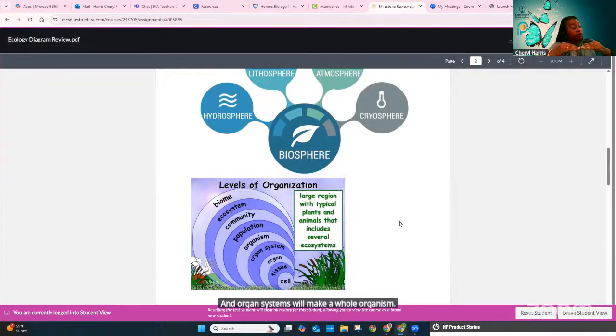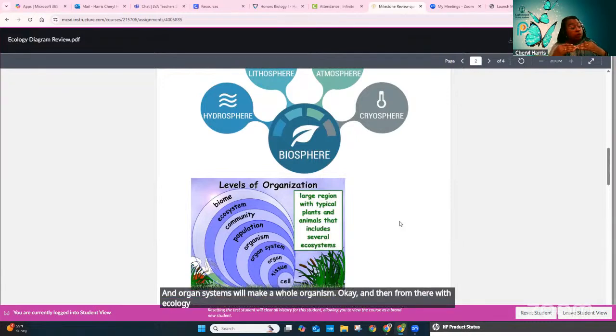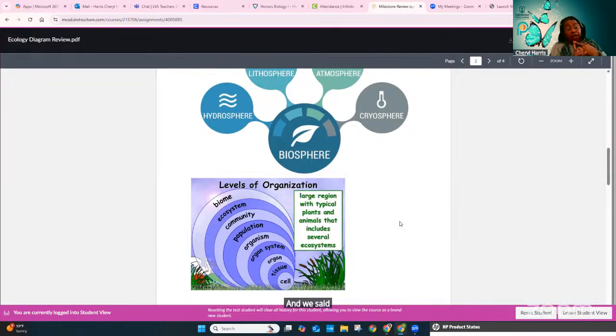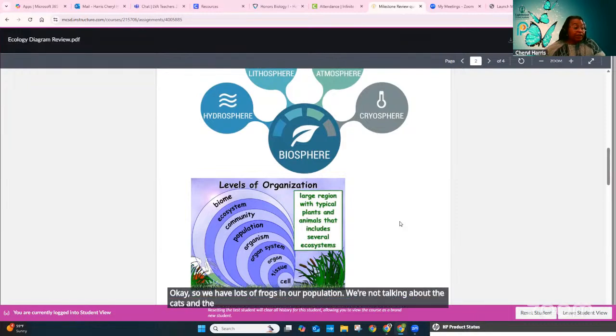Okay, and then from there with ecology, we start with an organism, and that would be one kind of thing. Okay, could be a frog. It would be an organism, and then a population would be more than one of the frog. Okay, so we have lots of frogs in our population. We're not talking about the cats and the elephants and all the other living things. We're just talking about that. Population is one kind, but it's more than one.